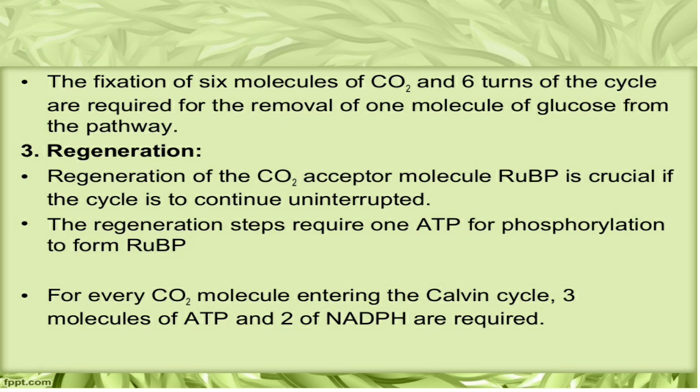Third step of Calvin cycle is the regeneration of RUBP. Regeneration of the carbon dioxide acceptor molecule RUBP is crucial if the cycle is to continue uninterrupted. The regeneration steps require 1 ATP for phosphorylation to form RUBP. For every carbon dioxide molecule entering the Calvin cycle, 3 molecules of ATP and 2 molecules of NADPH are required.